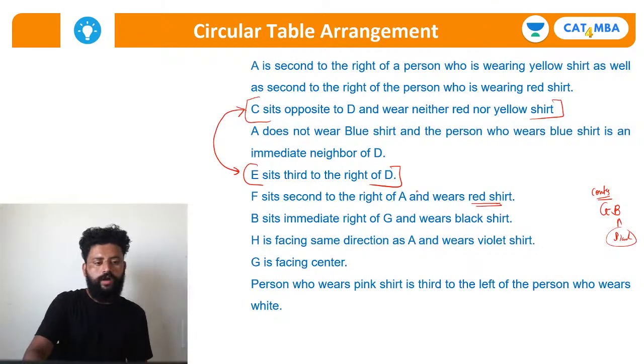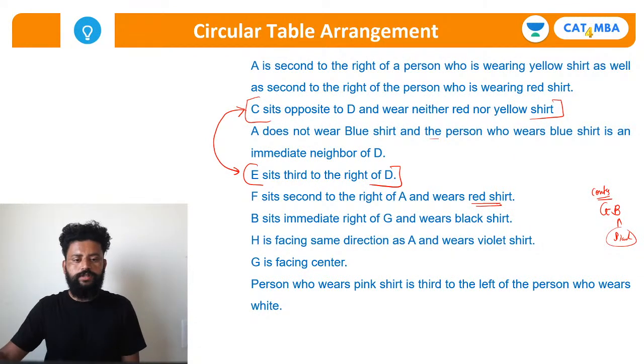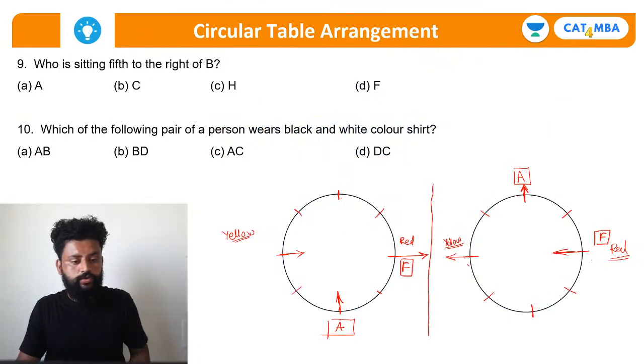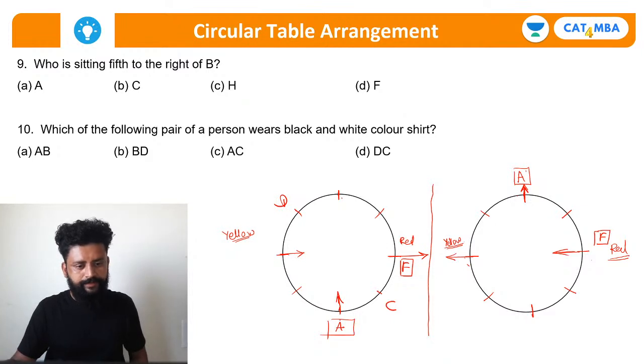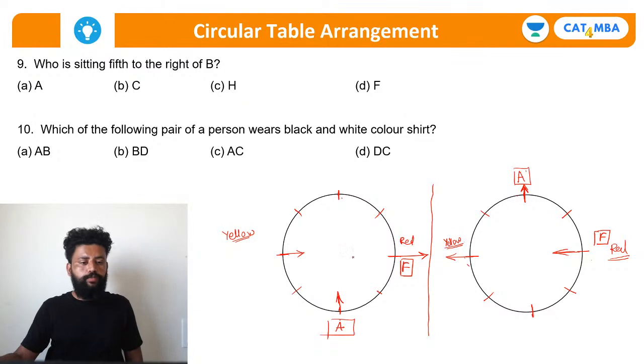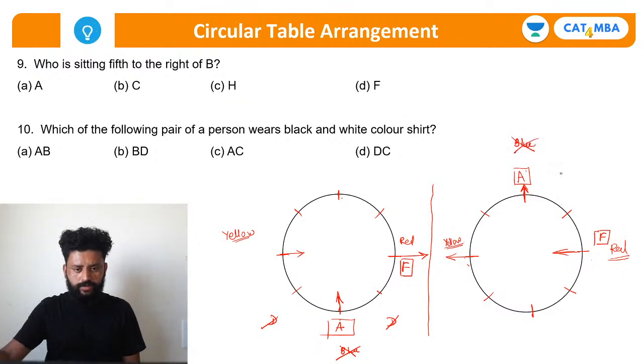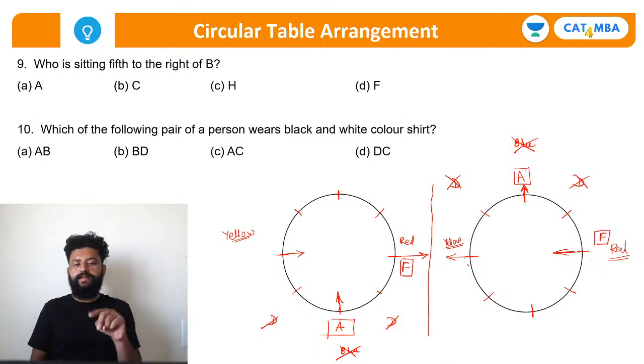Okay, so you can go for one of these possibilities, and what I'll suggest: A does not wear a blue shirt, and the person who wears a blue shirt is an immediate neighbor of D. If you club these clues and think of them together, A does not wear a blue shirt, and the person who wears a blue shirt, now we know for sure, if I take C here, D here, the person who is the immediate neighbor of D wears a blue shirt, and A does not wear a blue shirt, so D cannot be here, D cannot be here, because the immediate neighbor of D will surely be wearing a blue shirt.